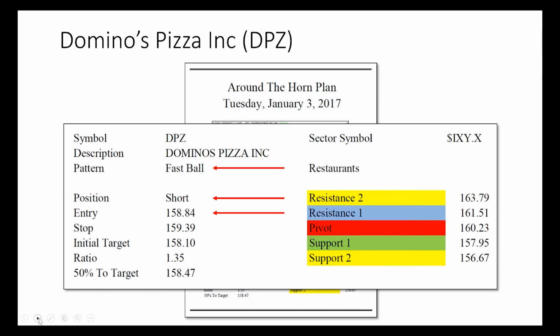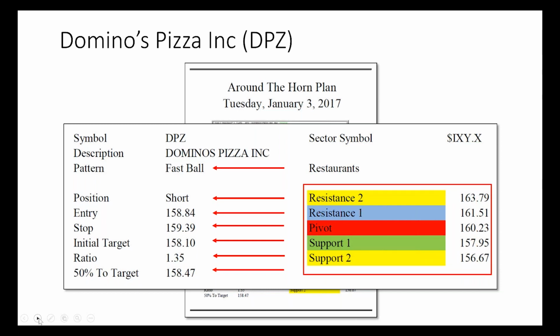It's a short at 158.84. That's going to be 10 cents below the low of the bar that created the expansion. 159.39. That's my stop from an intraday 5-minute chart. My target 158.10. That's going to be from support on a daily chart. 1.35 to 1 is my reward to risk ratio. 50% of the distance, 158.47. If I hit 158.47, I'm going to move my stop to break even. And here's all the floor trader pivot lines that I anticipate hitting on the way.